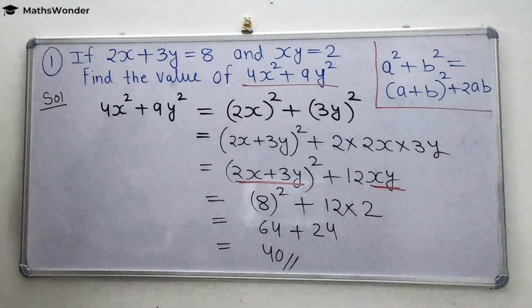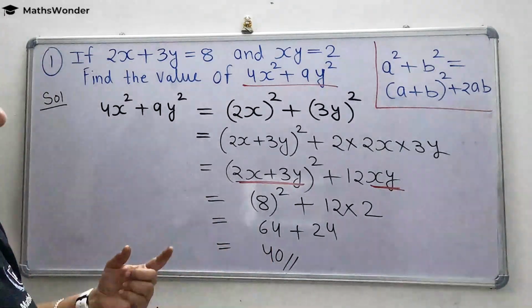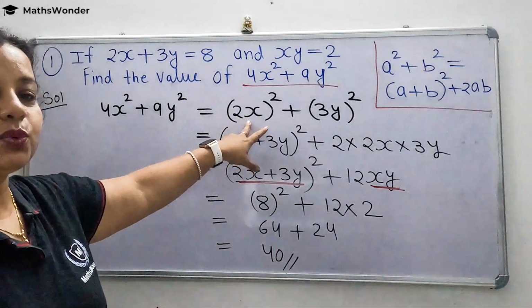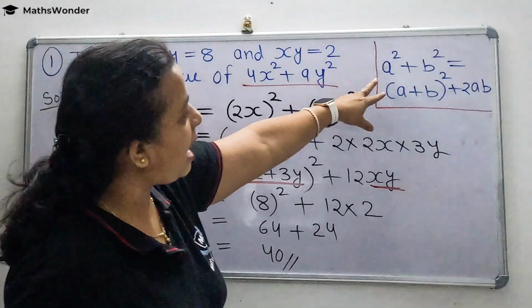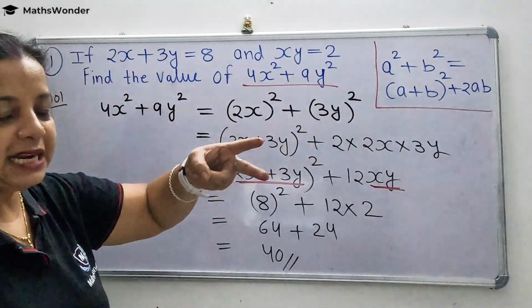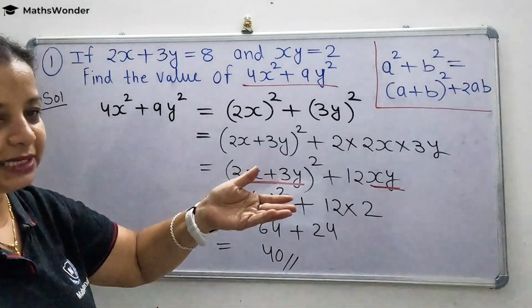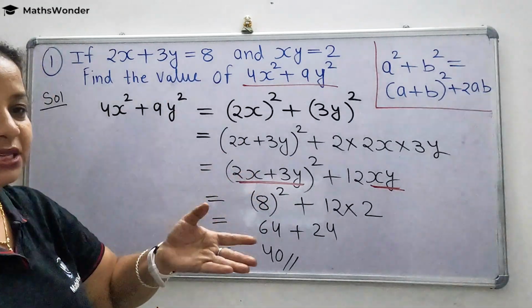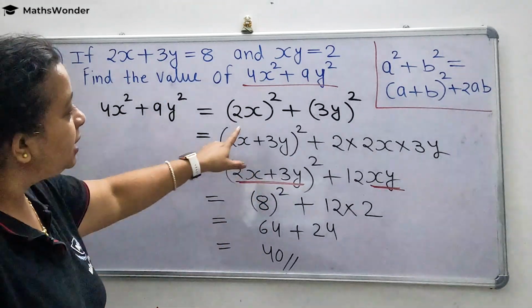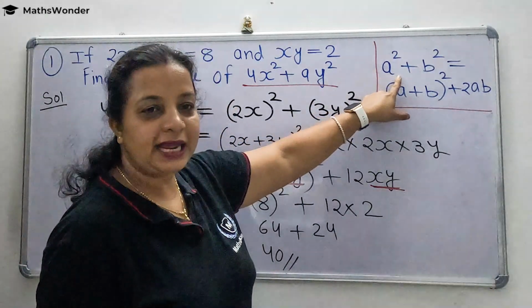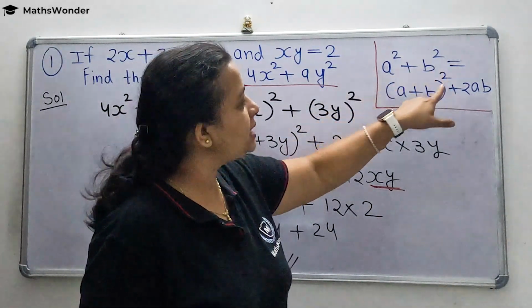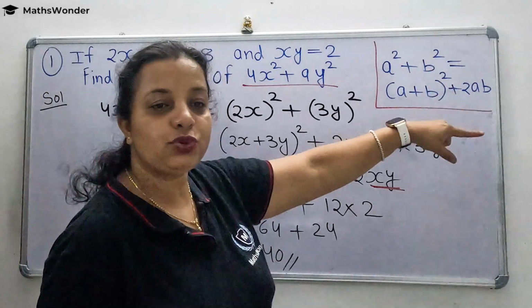Understood the question? So we are substituting the value in the identity. First we will mold the identity with the question, because your question is given in the a square plus b square form. So you have to flip the identity form. The left hand side you will write on the right, and the right you will write on the left. So basically change the side. Okay, so when you change the side, you will get this: a square plus b square is equal to a plus b whole square plus 2ab.